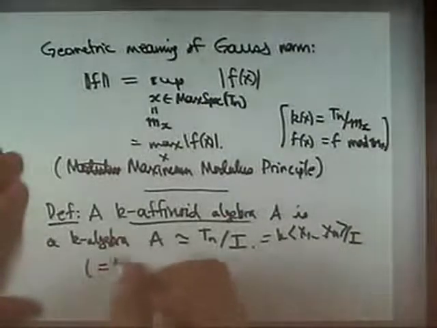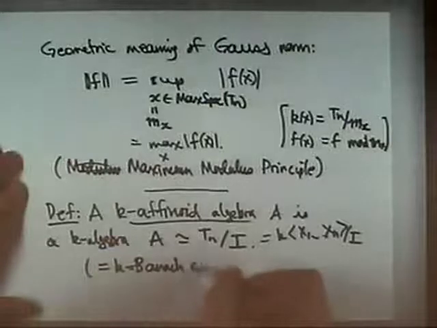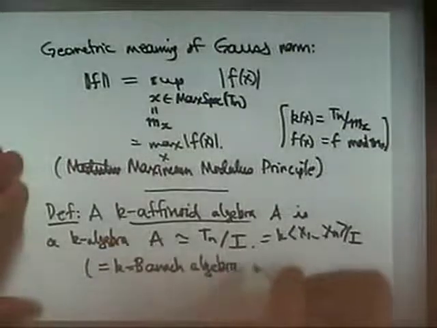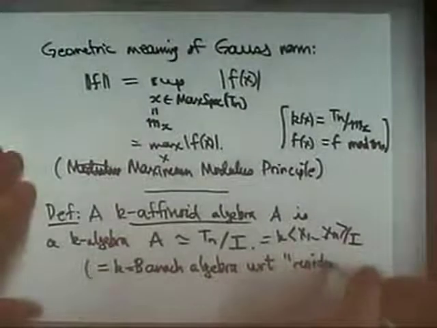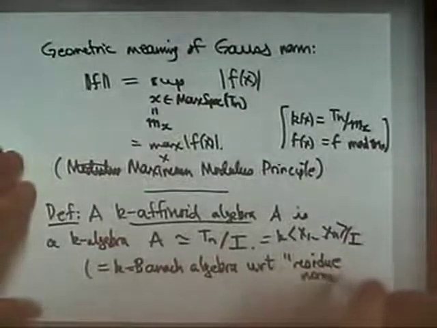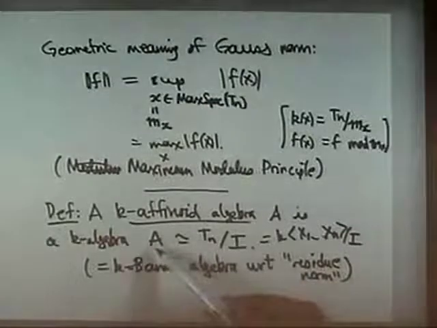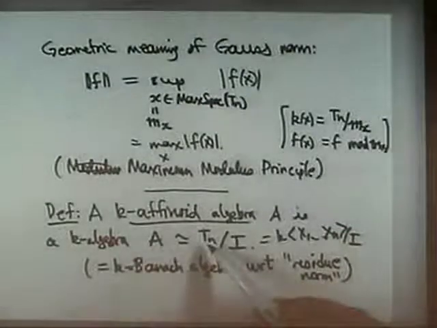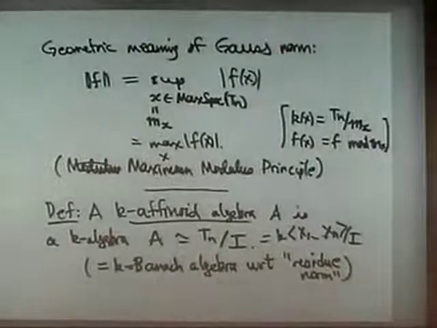This quotient is, in fact, Banach with respect to the residue norm. By residue norm, I just mean, given such a presentation, we take the norm of an element to be the infimum of the norms of its representatives. And so that really gives us the structure of a K-Banach algebra.